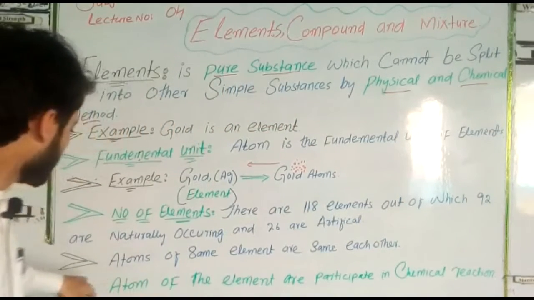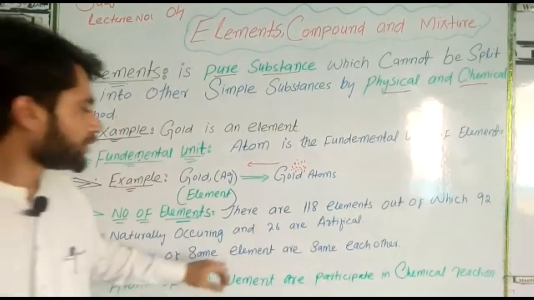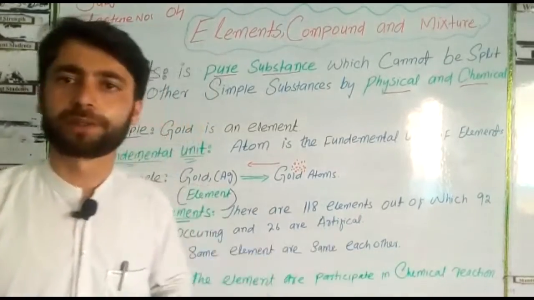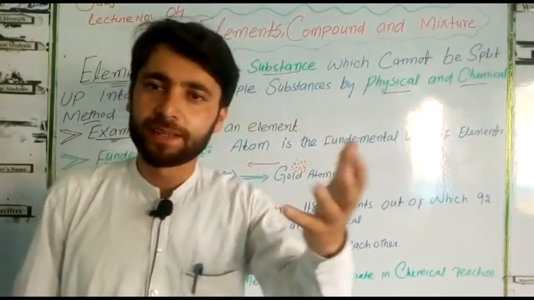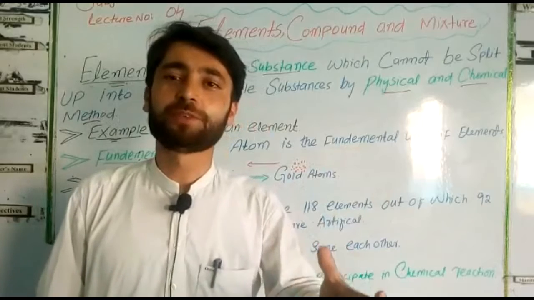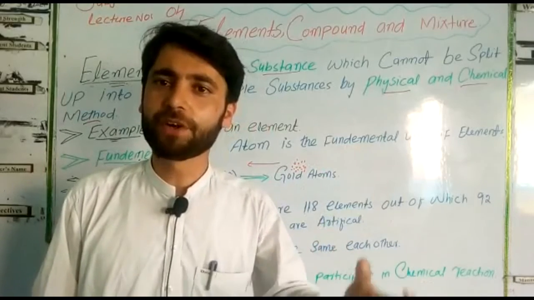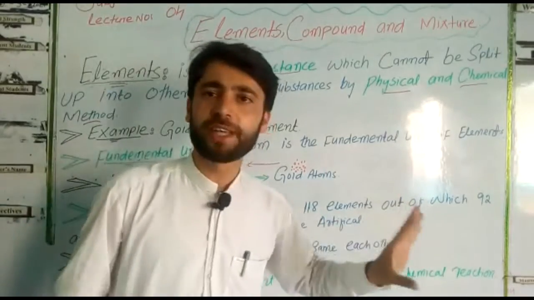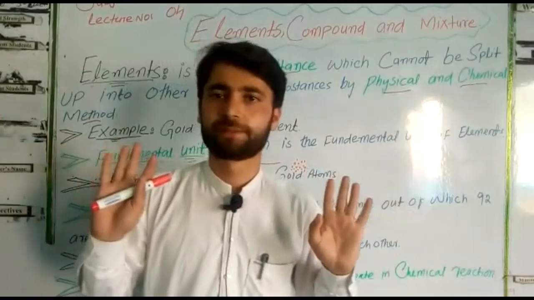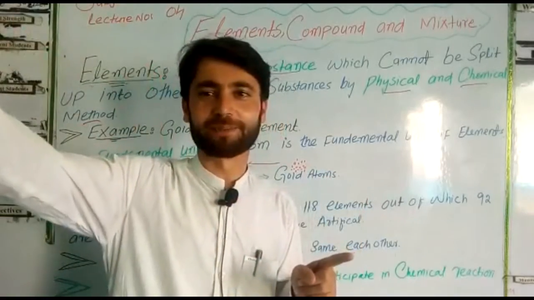Another statement about an element is that atoms of the same element are the same as each other. As I have told you, gold is an element, so gold is made up of gold atoms. Gold element is made up of gold atoms, so each gold atom is similar to the others, but different from other atoms.